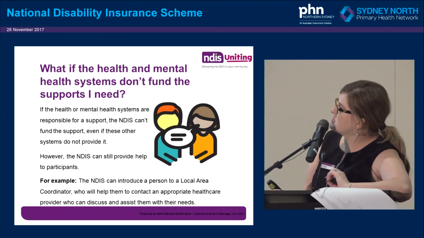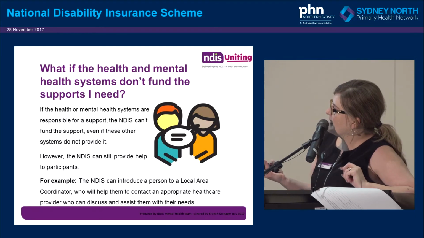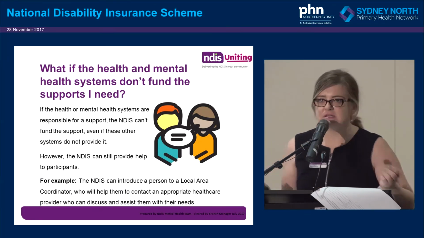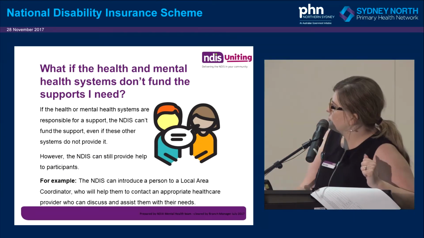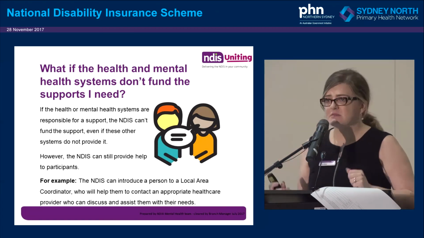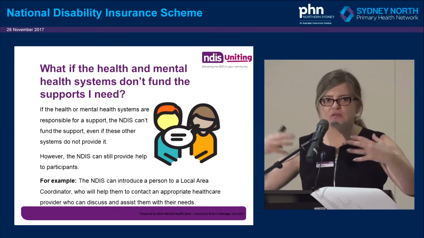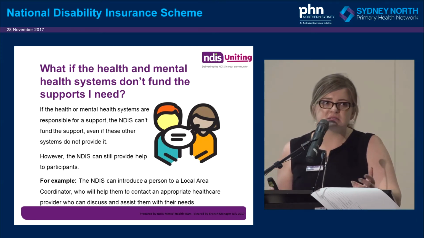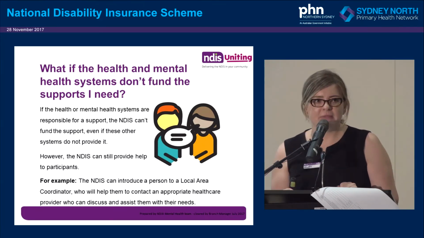Well, what if the health and mental health systems don't actually fund the supports that I need? And I'm not eligible for the NDIS. The best example here we can use is that the local area coordinators, and in this region there's Uniting, are people that can actually provide some support to these participants to be able to link up with providers, their community, that may be able to help them get back on track, or perhaps access those community services in order to live an ordinary life. There are also ability linkers in our community, and that may be a service that a local area coordinator could refer that participant to.